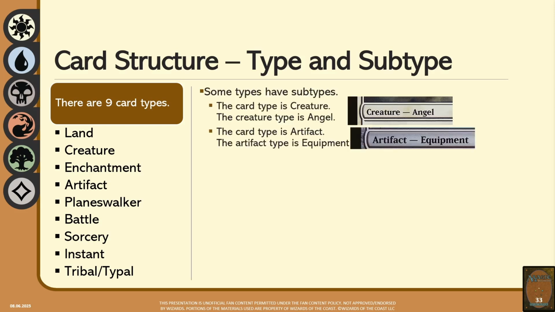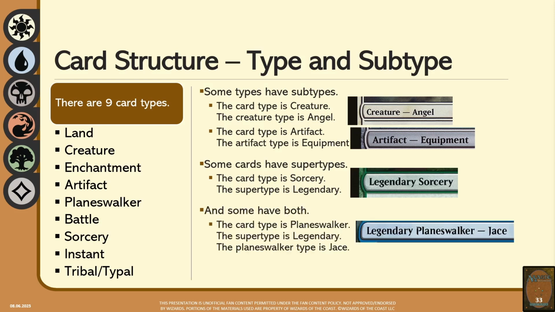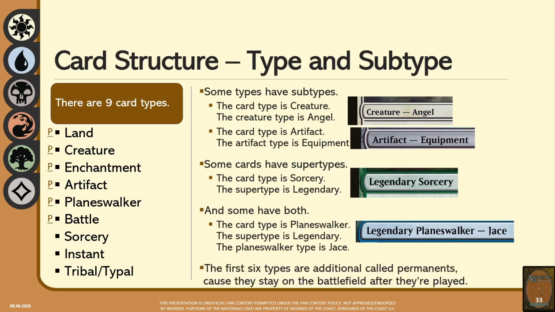Some types have subtypes. In this example, the card type is Creature, and the creature type is Angel. The card type is Artifact, the artifact type is Equipment. Some cards have super types. The card type is Sorcery, and the super type is Legendary. And some cards have both. The card type is Planeswalker, the super type is Legendary, and the Planeswalker type is Chase. The first 6 types are additionally called permanents, because they stay on the battlefield after they are played.